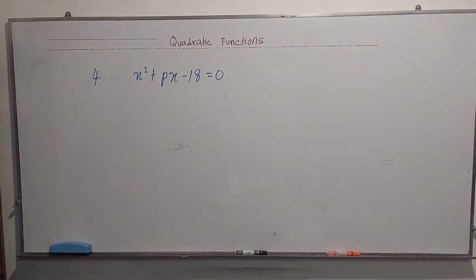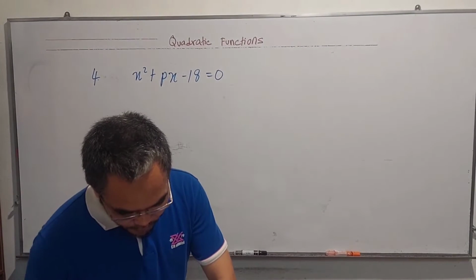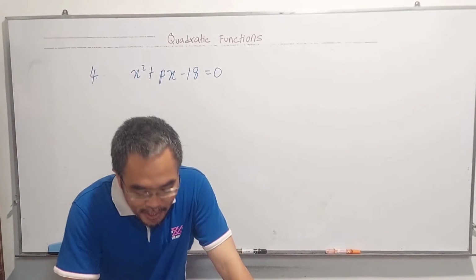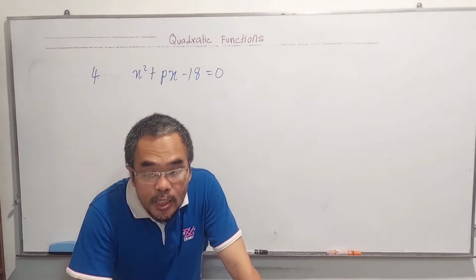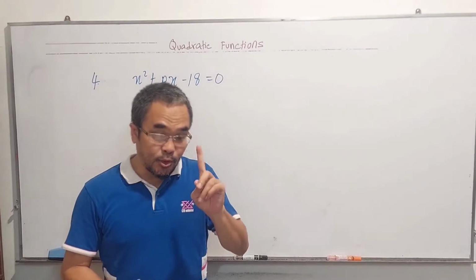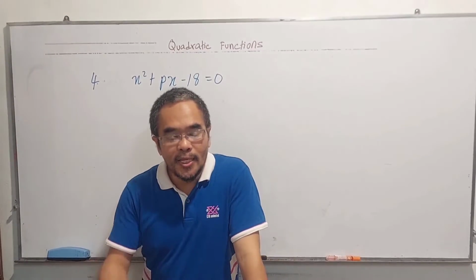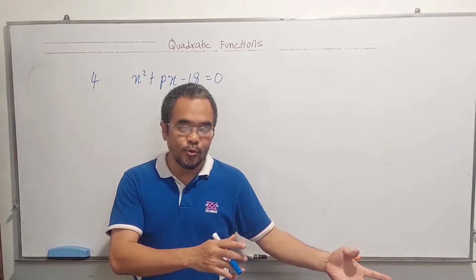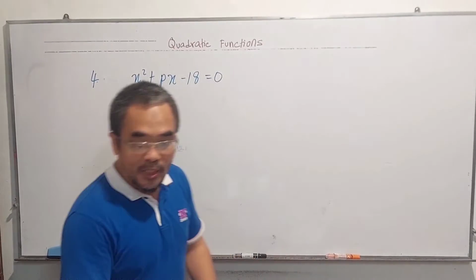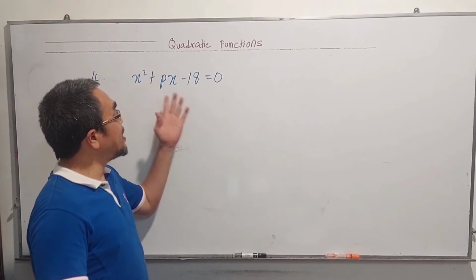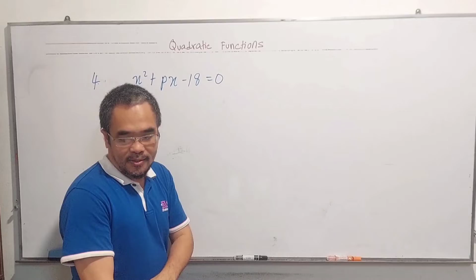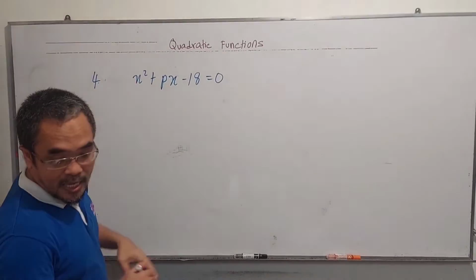Okay, so question number 4. Given one of the roots of the quadratic equation x squared plus px minus 18 equals 0 is 2. Whether they give you two values of the root or one value, what you can do with the one value or the two values is replace x, because a root is the value of x. So you just replace x here with 2.